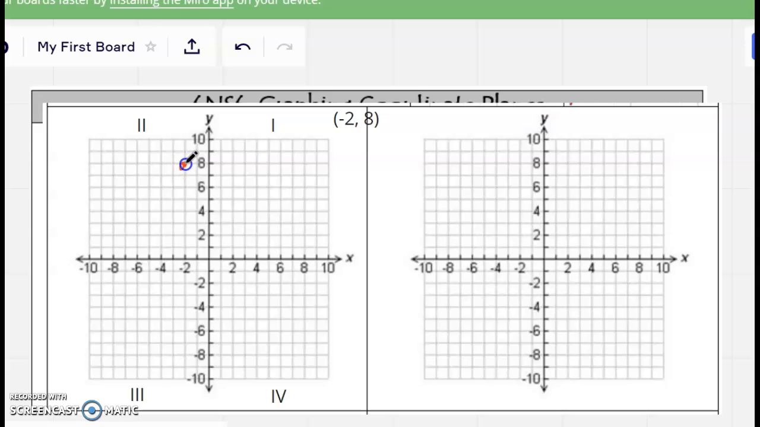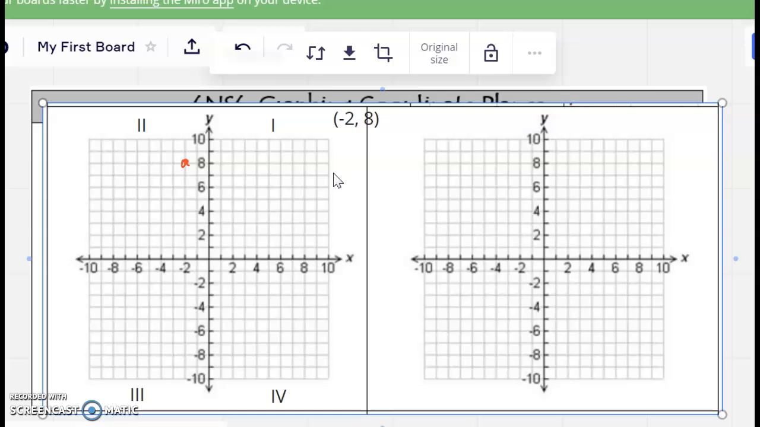Oh, my dot's a little off. Right there. It's kind of hard to draw on here. There we go. That's a little better. All right, so that's (-2, 8). Let's plot another point.